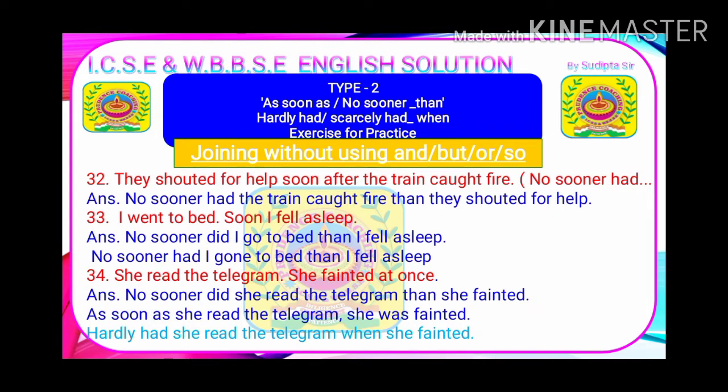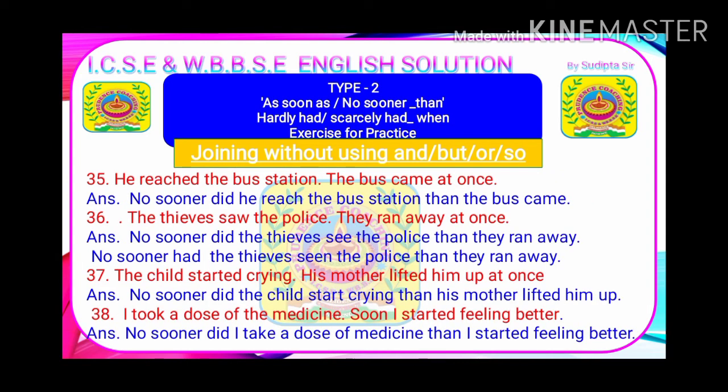Next there is 34. She read the telegram, she fainted at once. Using no sooner did she read the telegram than she fainted. Using as soon as she read the telegram, she fainted. Using hardly had she read the telegram when she fainted. So for using no sooner did, we'll have to use the present form, and for no sooner had, we'll have to use the third form. That's all.